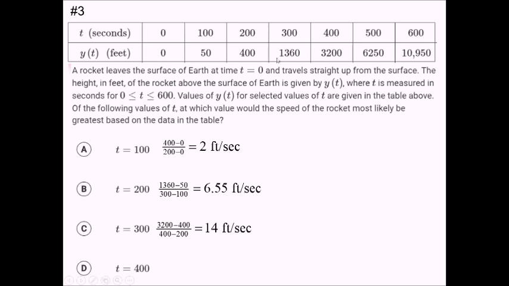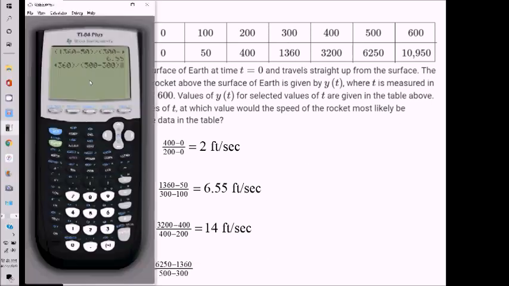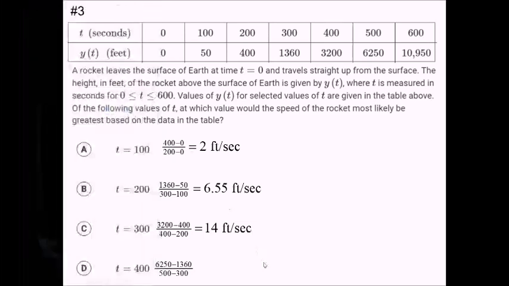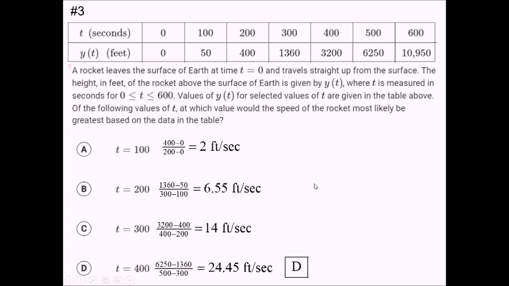Doing this last one, estimating at time 400, that's 6,250 minus 1360 over 500 minus 300. And let's plug this in the calculator now. So putting that in there, again being careful to use parentheses around the stuff in the numerator and the denominator, that comes out to 24.45 feet per second. So definitely, based on the data in the table, the time at which we probably have the greatest speed is going to be time 400, choice D.